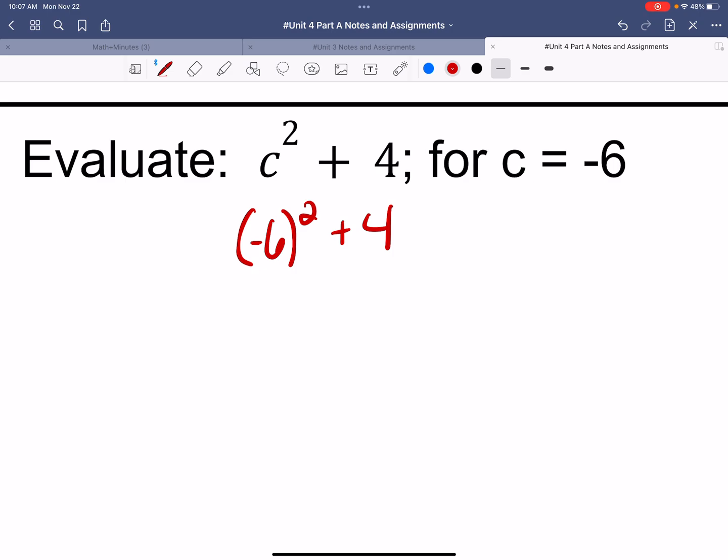What happens here? -6 times -6 is? What would happen with all of our negatives right here? They'd go away. They'd cancel because we've got an even number of them. So what we end up with is 36 plus 4, which is 40.